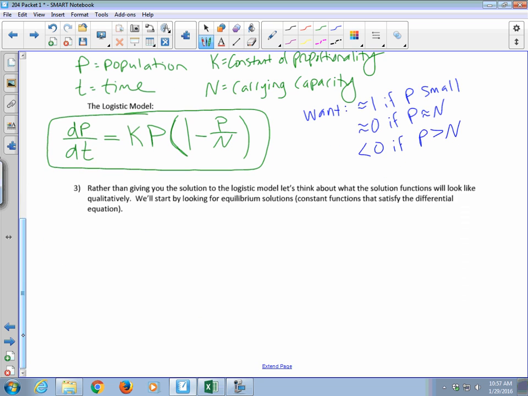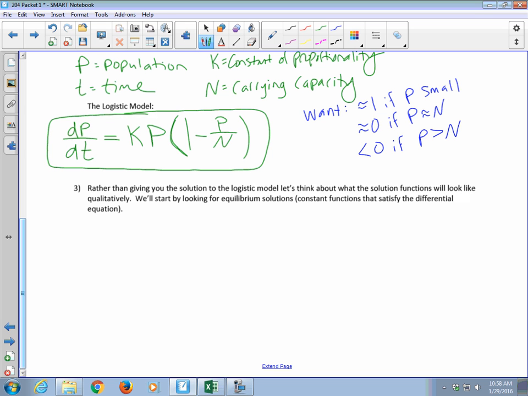All right, so rather than giving you the solution to the logistic model, there's some function p of t, or a family of functions p of t, that will solve that equation. But rather than giving it to you, we're just going to think about what the solution functions will look like qualitatively. So we're going to start by looking for equilibrium solutions, constant functions that satisfy the differential equation. Any function that's a constant, what is its derivative? 0. So if the population was always 8, whatever, rabbits or whatever, then its derivative would be 0. A constant function is not changing, so its derivative is 0.